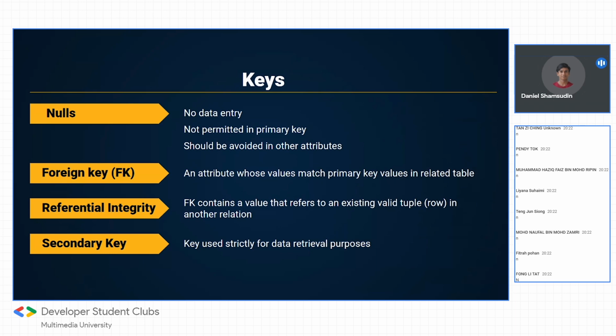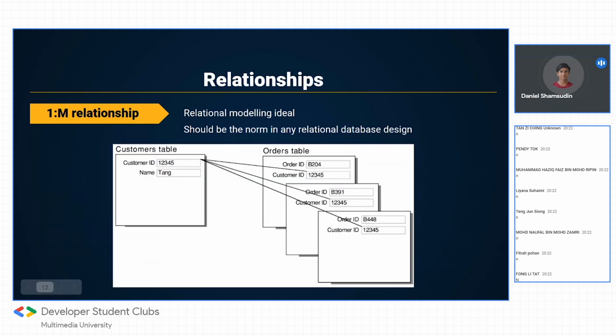So once we are done with the keys, now I think we are ready to talk about the relationships, the types of relationships in relational databases. Just now, as I mentioned, we have three kinds of relations: one to many, many to many, and one to one. So now let's go through the one to many first.